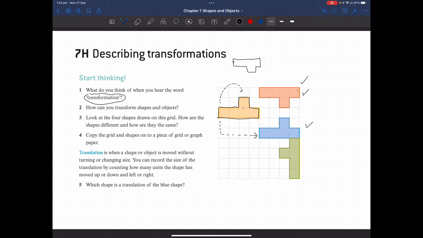This takes me to my green shape. I could take the blue shape and turn it around. I rotate it. Or I could take my orange shape, rotate it, and move it down. So there are lots of ways in which I can get from one shape to the other. By turning it, that is rotating it, by reflecting it, like it is in a mirror, or translating it, moving it up or down, left or right. Moving left or right is called a translation.